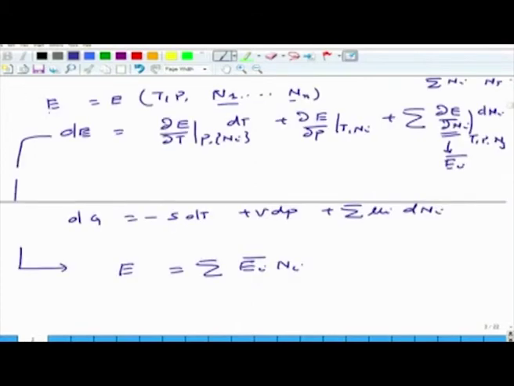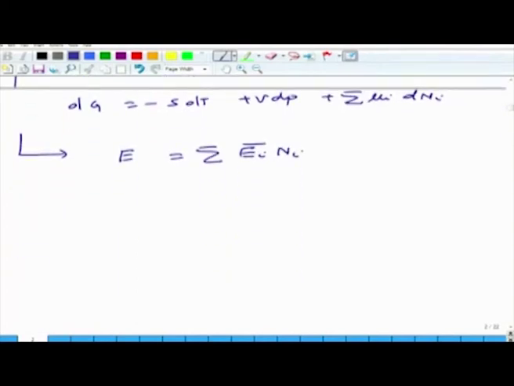As I said, this is true for any extensive property. If you replace E by U, you get U equal to the summation of Ui bar Ni. If you replace E by H, similarly E will be replaced by the partial molar enthalpy. In other words, I can use this information to get U as the summation of Ui Ni, V as the summation of Vi Ni, and A as the summation of Ai Ni.